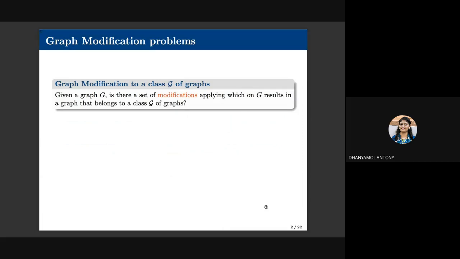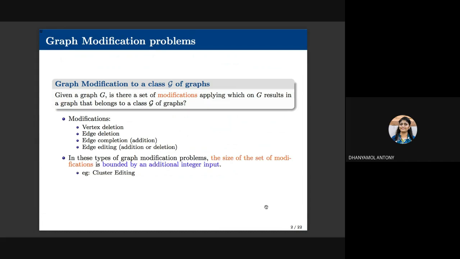In graph modification problem, given a graph G, the task is to find whether there exists a set of modifications applying which on G results in a graph that belongs to a class script G of graphs. The most studied modifications are vertex deletion, edge completion, and edge editing. In these types of graph modification problems, the size of the set of modifications is bounded by an additional integer input. For example, in case of cluster editing problem, given a graph G and an integer k, the task is to find whether there exists at most k edge additions and deletions, applying which on G results in a cluster graph, that is a P3 free graph.